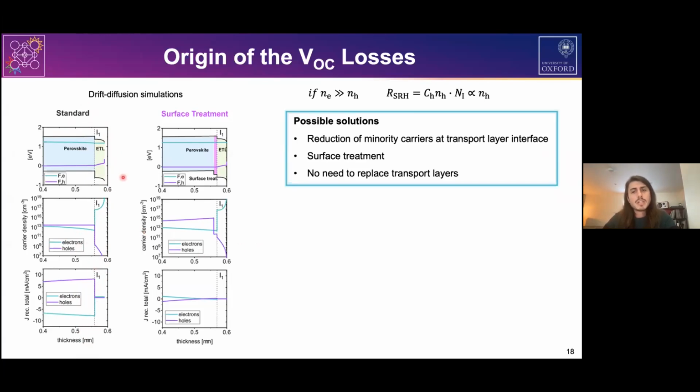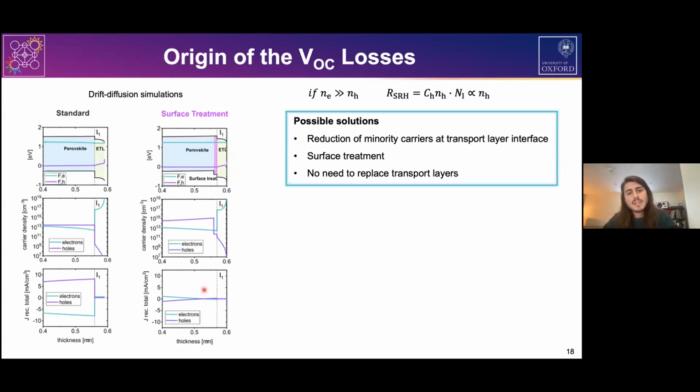Now, such recombination can be described by the Shockley-Read-Hall formalism. We know that if recombination across this interface happens between unbalanced carrier densities, in this case a large density of electrons with a lower density of holes, the rate of this recombination will depend almost exclusively on the minority carriers, so the holes.